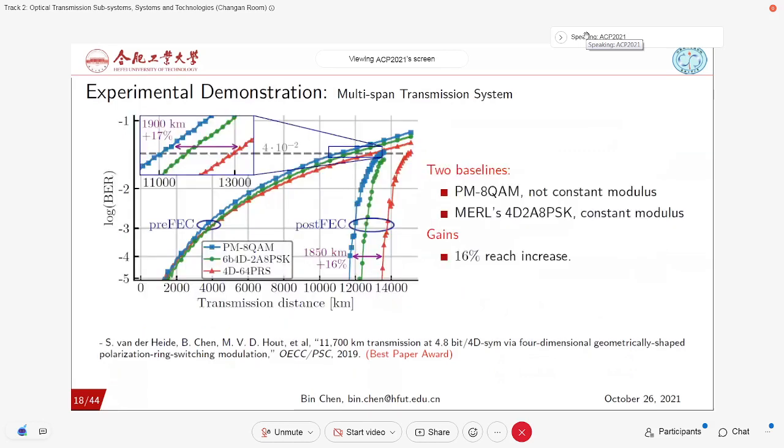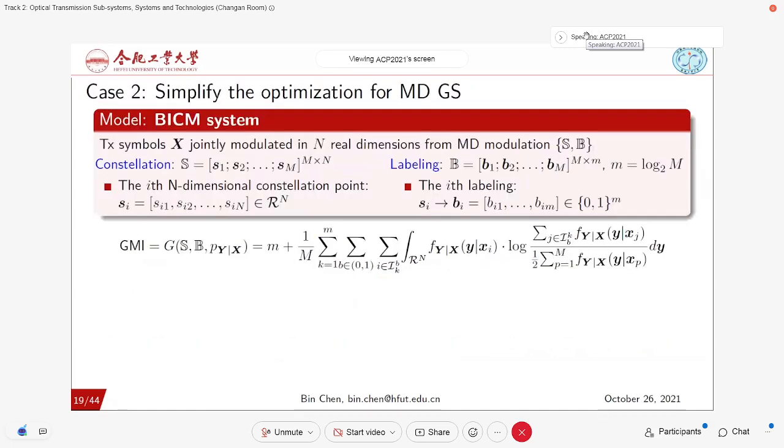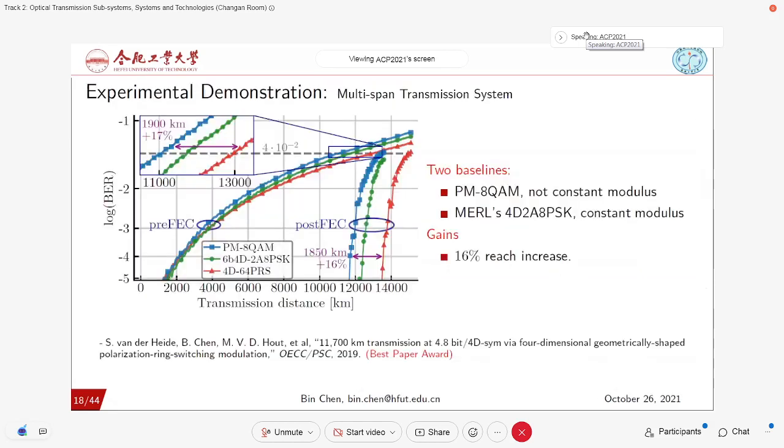By evaluating the performance in the experiments, we observe similar gains as we predicted by the GMI or by the simulation. So compared to PM QAM, we can get about 13% reach increase. More details can be found in this OECC paper. Okay, so this is the first example about designing modulation to be tolerant of nonlinear interference.